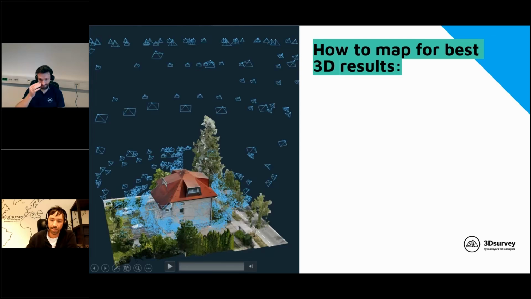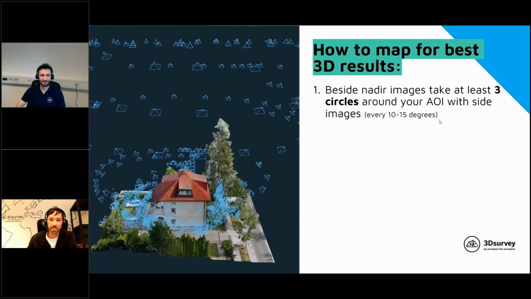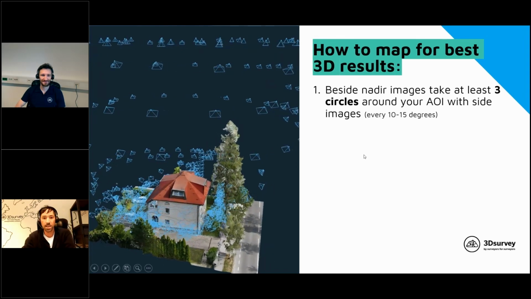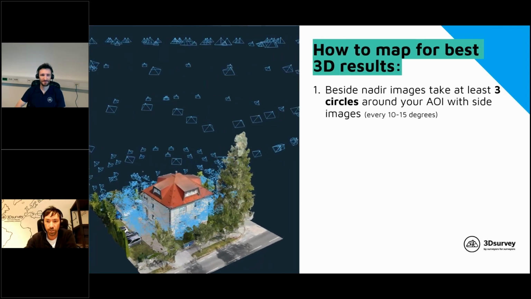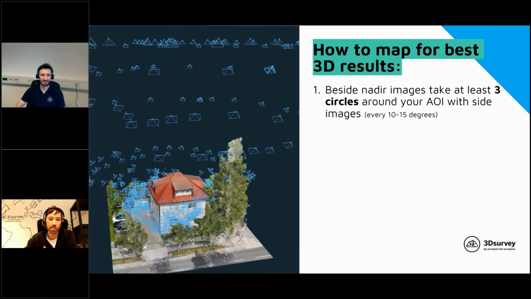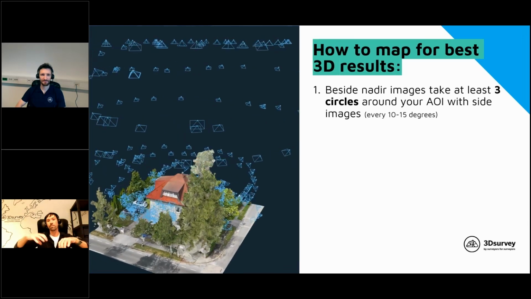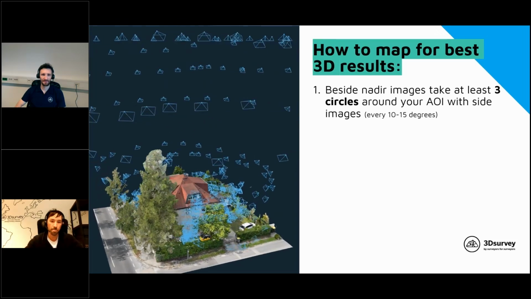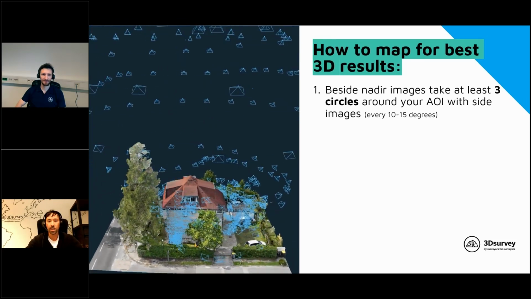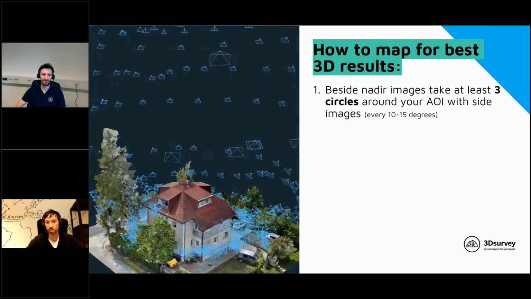And definitely point number 1 is, beside nadir images, take at least circles around your area of interest with the side images. So if you would like to get a nice 3D model, just perpendicular images down are not good enough. You need some side images. And you can see those blue pyramids are camera positions where all images were triggered. If you take 500 images per house in this way, you should get similar results in 3D survey.